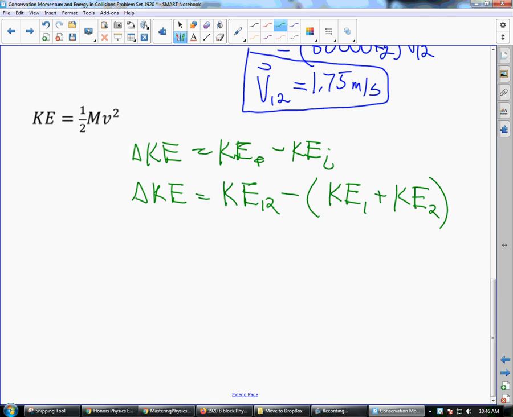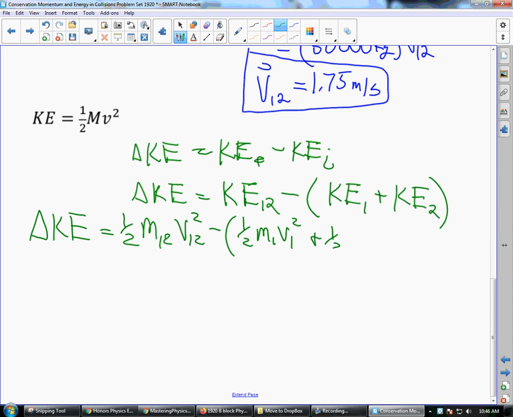So now it's really just, let's substitute everything in. You have 1/2 m12 speed of 1/2 squared minus. Now, do you want me to leave that second part in the parentheses or take it out? What's easier for you guys to see? Keep it in? Okay. So 1/2 m1 v1 squared plus 1/2 m2 v2 squared.